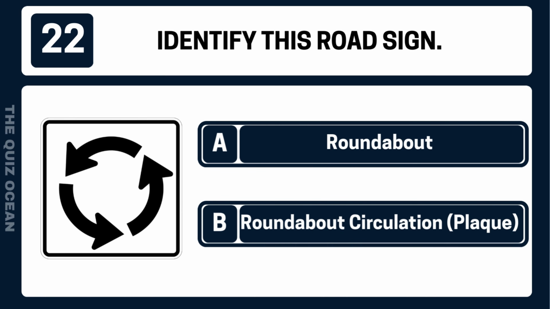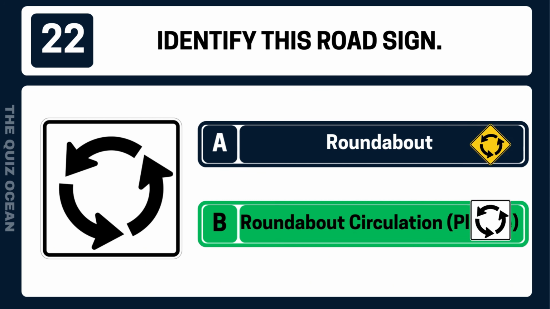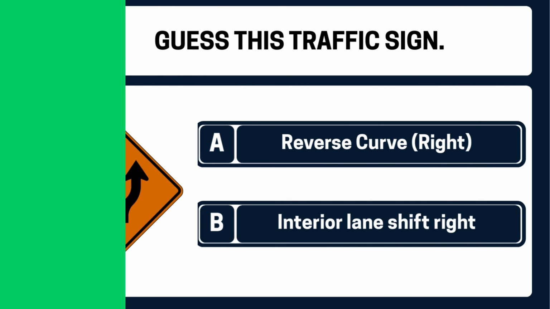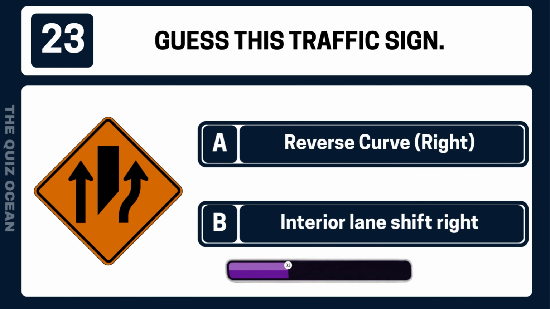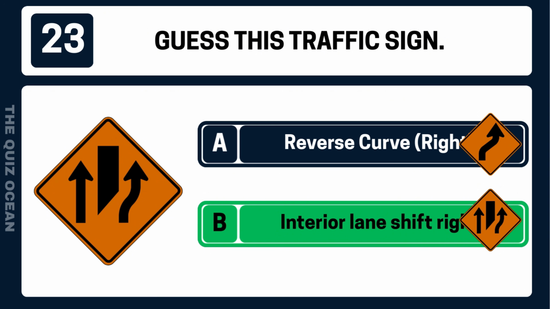Question 22. Identify this road sign. A. Roundabout. B. Roundabout circulation plaque. The answer is B. Roundabout circulation plaque. Question 23. Guess this traffic sign. A. Reverse curve right. B. Interior lane shift right. The answer is B. Interior lane shift right.